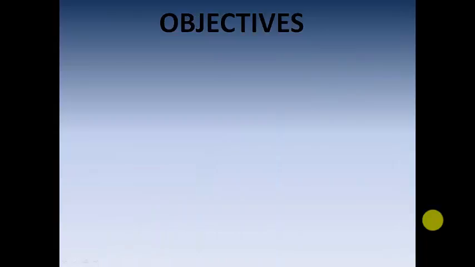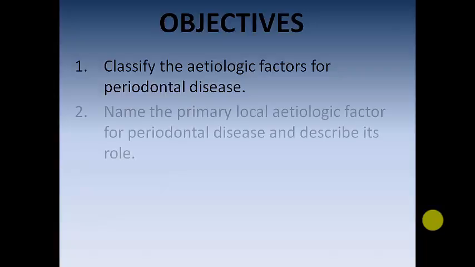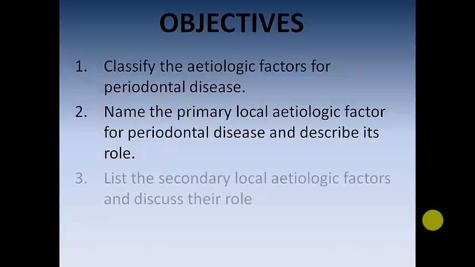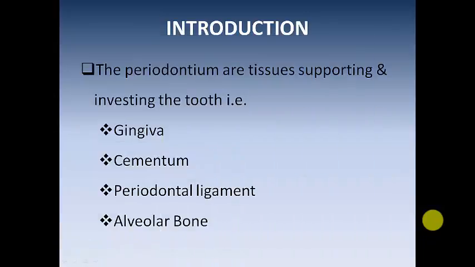Now, the objectives of this lesson, my dear students, are: one, to classify the etiologic factors for periodontal disease; two, to name the primary local etiological factors for periodontal disease and describe their role; three, to list the secondary local etiologic factors and discuss their role; and then list the systemic factors and discuss their roles.